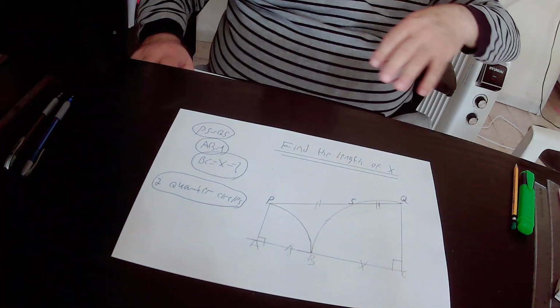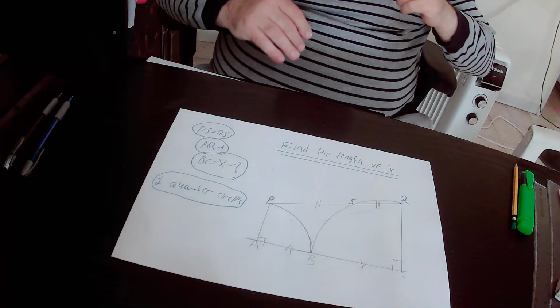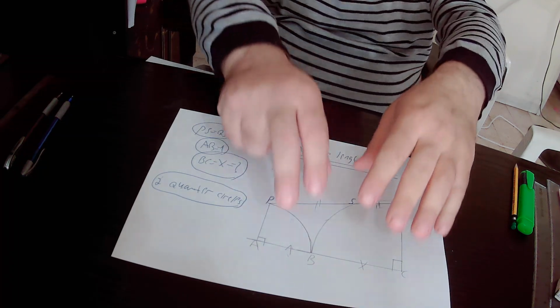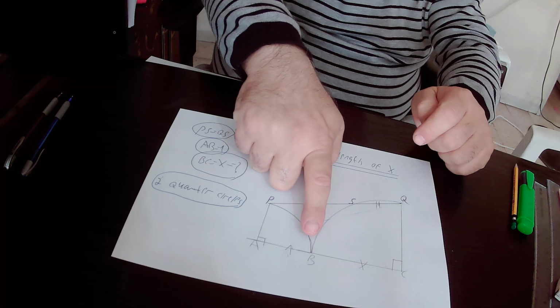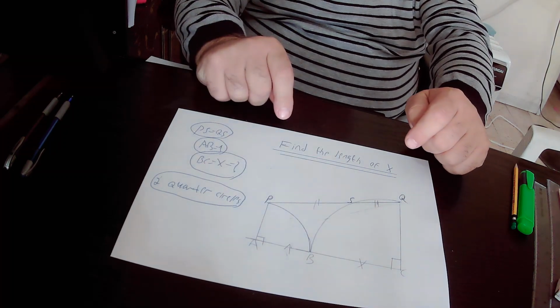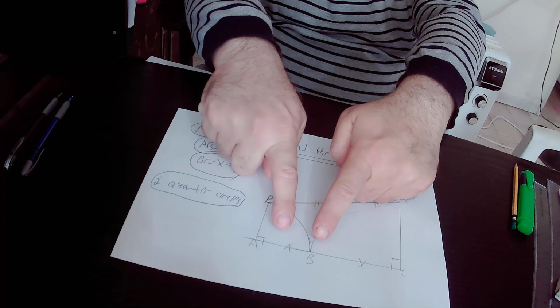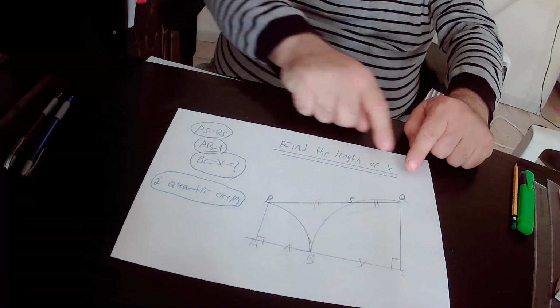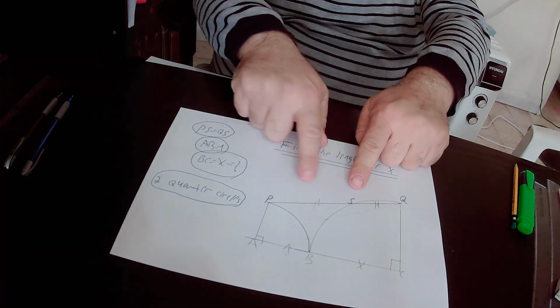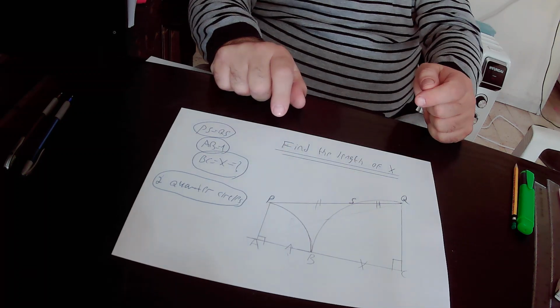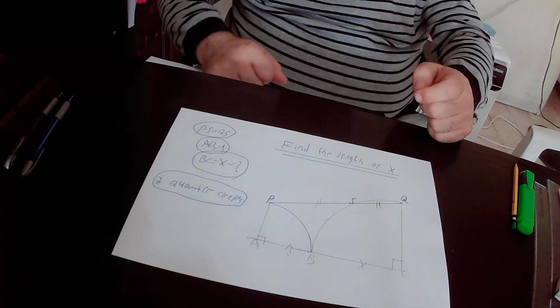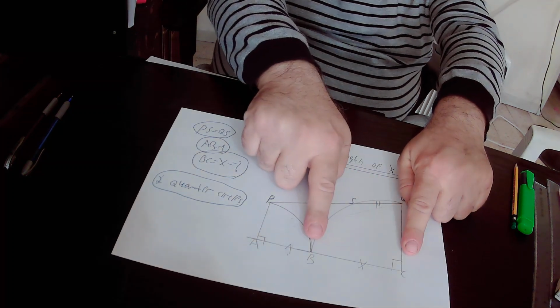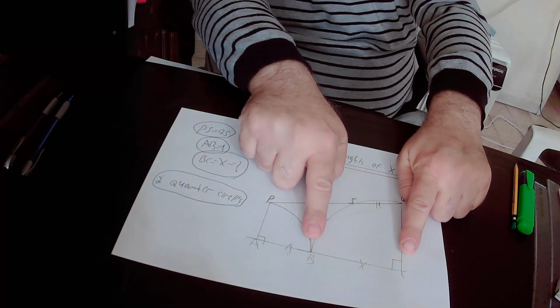In this lecture, we'll find out the length of line segment X. In the drawing, we have two quarter circles. Those two quarter circles touch each other at this point, point B. In addition, we know that line segment AB equals 1 unit in its length, and line segment QS equals line segment SP. And our mission is to find out the length of this line segment BC, which is equal to X.